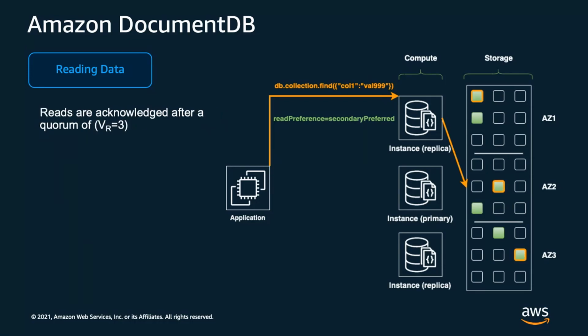Now, DocumentDB is using a read quorum of 3 on that storage volume. And this is part of our high availability default architecture that gives you those 6 copies of your data across 3 availability zones. So even if an entire availability zone was lost in the storage layer, you'd still have enough copies of your data to continue reading while that AZ is recovered in the background.